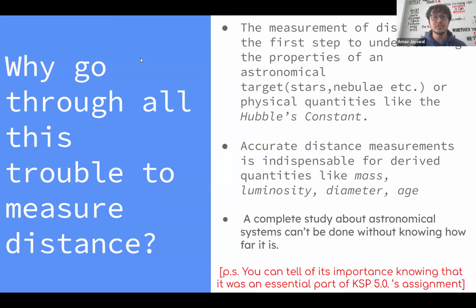The measurement of distance is the first step to understand so many astronomical properties like stars, nebulae, and also physical constants like the Hubble constant. And after you have accurate distance measurements, you can also find out a lot of different properties about the body you were finding the distance to, like mass, luminosity, diameter, age. So in its essence, a complete study of astronomical systems can't be done without knowing how far away it is. Knowing how far away something is is one of the most fundamental parts of astronomy.